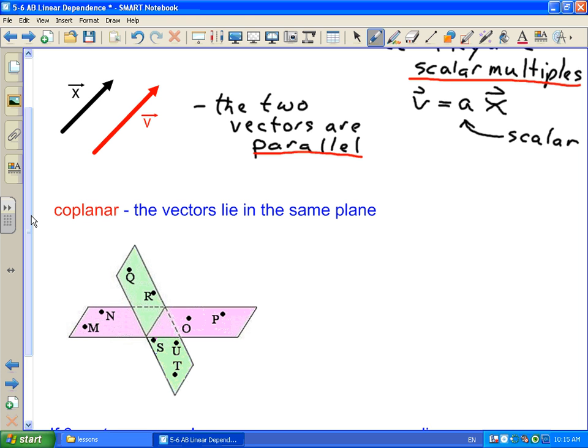So if I go from M to N, I make the vector MN. If I go from O to P, I get the vector OP. And because for both MN and OP, the starting points and the ending points are all located in that purple plane there, these vectors, MN and OP, are coplanar.